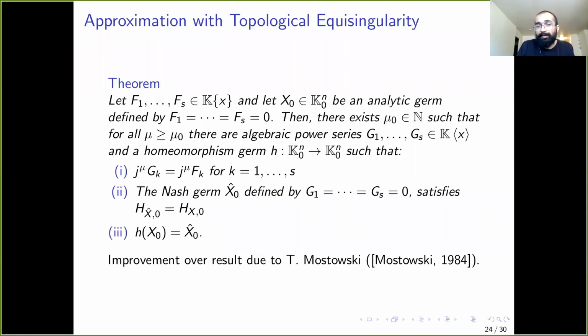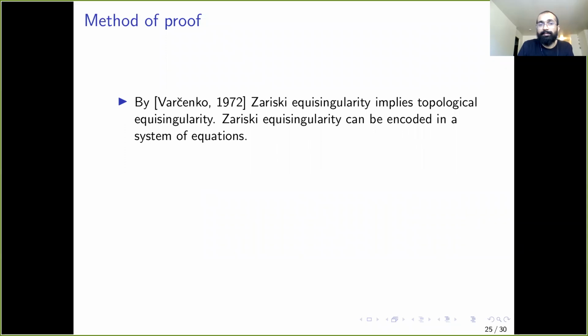So the method that we use to prove this result is based on pretty much the same general concept as the Cohen-Macaulay case, that is, to encode the constraints that we have in some systems of equations and then apply Artin's approximation theorem. By a result due to Varchenko, Zariski equisingularity implies topological equisingularity. And Zariski equisingularity is something that is defined algebraically, so it can be encoded in some system of equations.